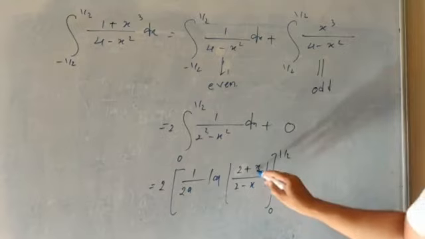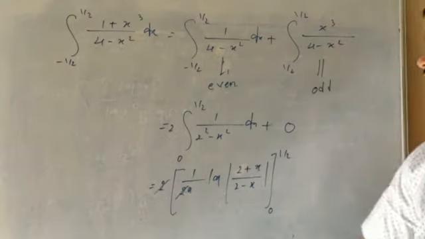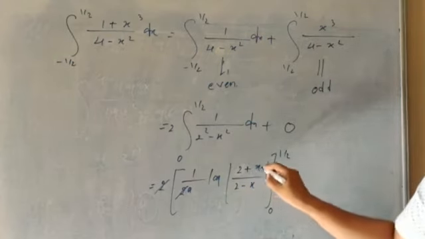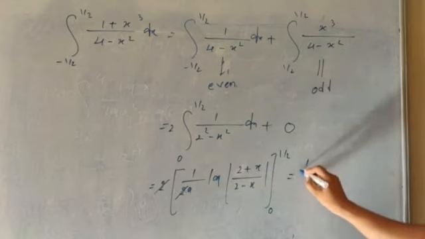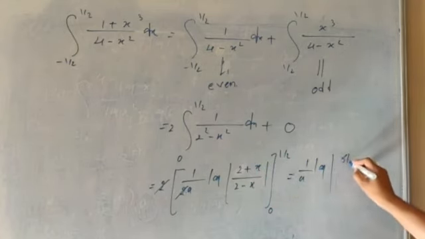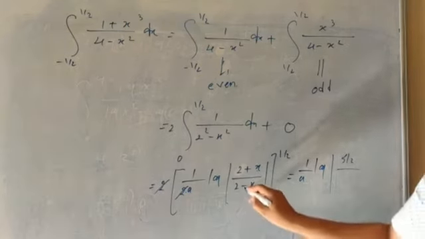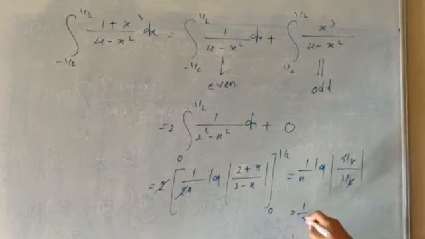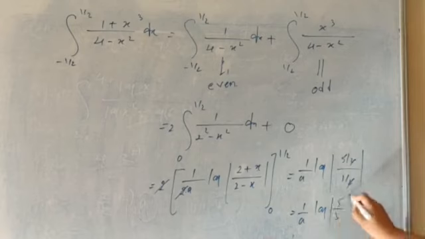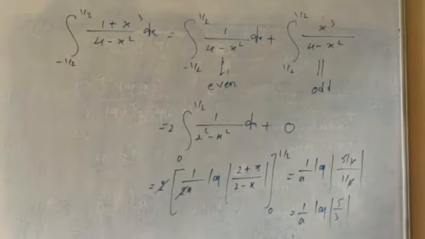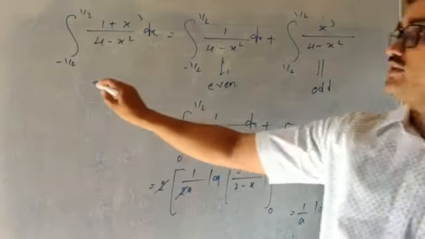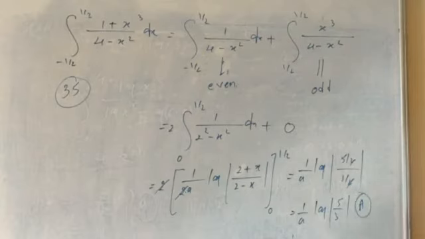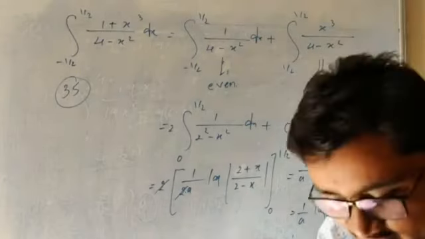Now just replace x by half there. This 2 and 2 get cancelled. So if we put x equal to half, it is half plus 2, so it is 5 by 2, so it is 1 upon a log of 5 by 2. And if we replace half in the denominator, it is 2 minus half, that is 3 by 2. The 2 gets cancelled. So the answer should be 1 upon a log of 5 upon 3. Just see that the option is there. This is question number 35. The answer is, I think, A. So A should be the option. Right, so that's the answer.